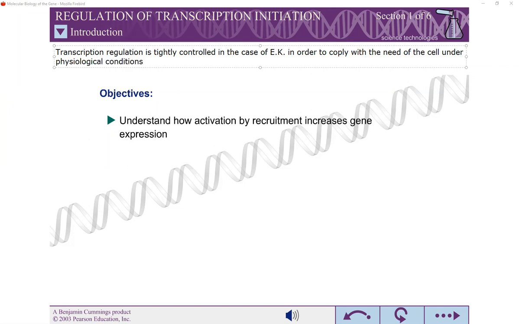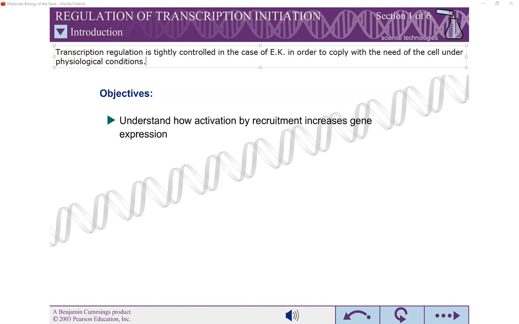So sometimes the need of the cell requires a high amount of transcript to be produced. At other times, a low amount of transcript is required. So transcription regulation is a tightly controlled phenomenon that will regulate the upregulation, or the production of transcript in high amount, or the production of transcript in low amount, so that it could be regulated.